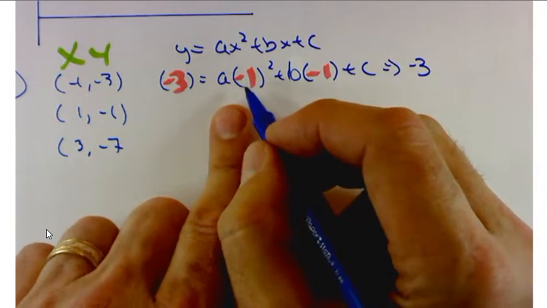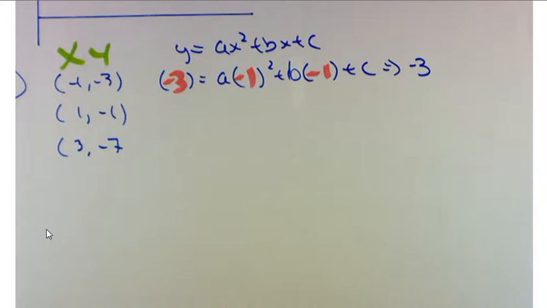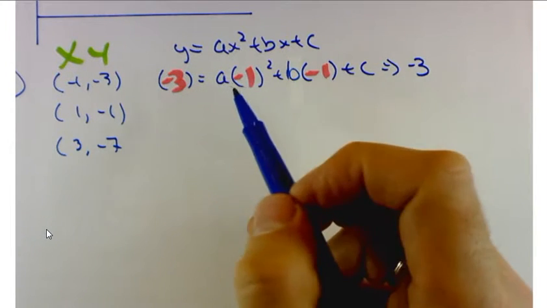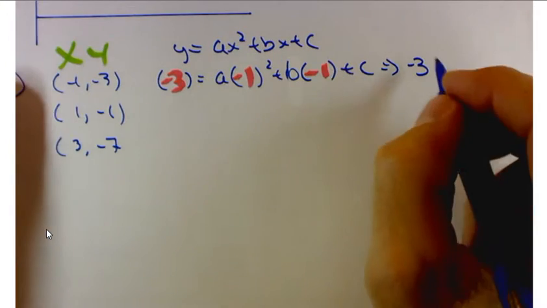What happens when I square -1? -1 times -1 is +1, right? +1 times a is just a. So it's a.